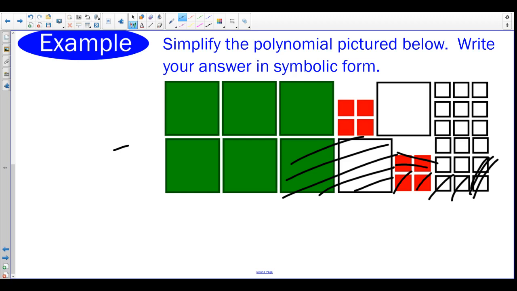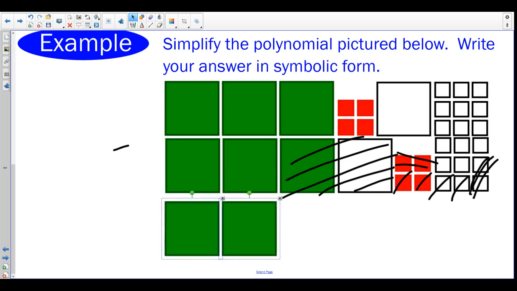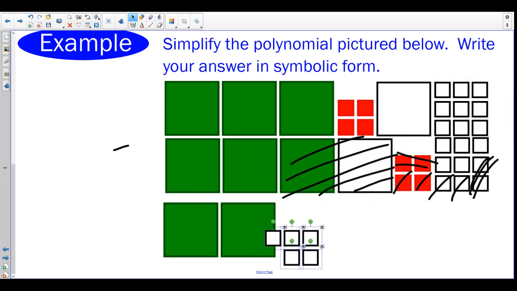And how many little white squares are we left with? Well, our job is to then on the next line say what we've got left. So we've got 2 big green squares. There they are. And we have 5 little white squares.